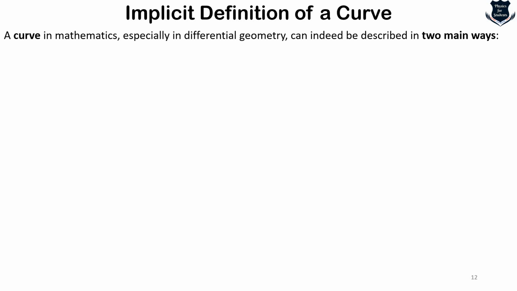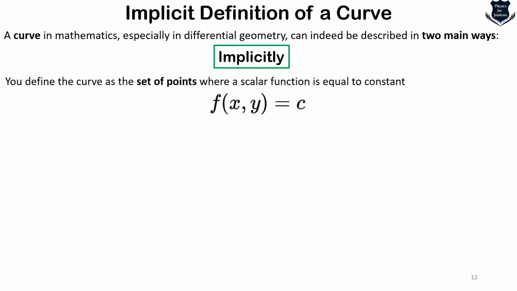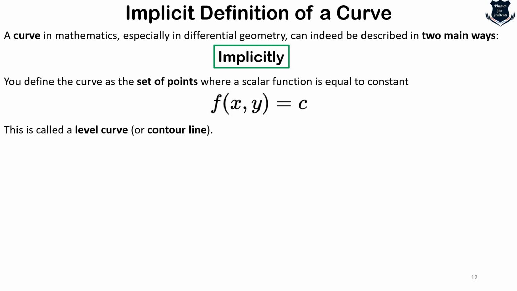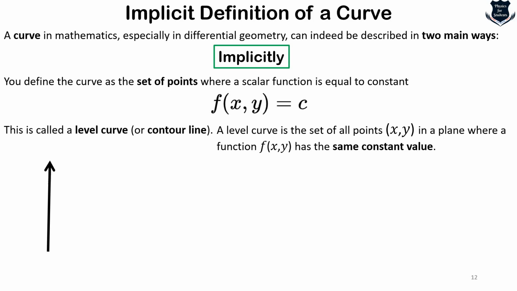So in general, a curve in mathematics is defined in two ways, which we have seen. The first is what is called an implicit definition. Implicitly, we define a curve as a set of points which has a scalar function. As you can see, C is basically a constant. So from here, what we get is what is called a level curve or a contour line. I will come to the meaning of a level curve. What is a level curve? A level curve is basically the set of points, for example (x, y) in a plane, where a function f of x, y has a constant value.